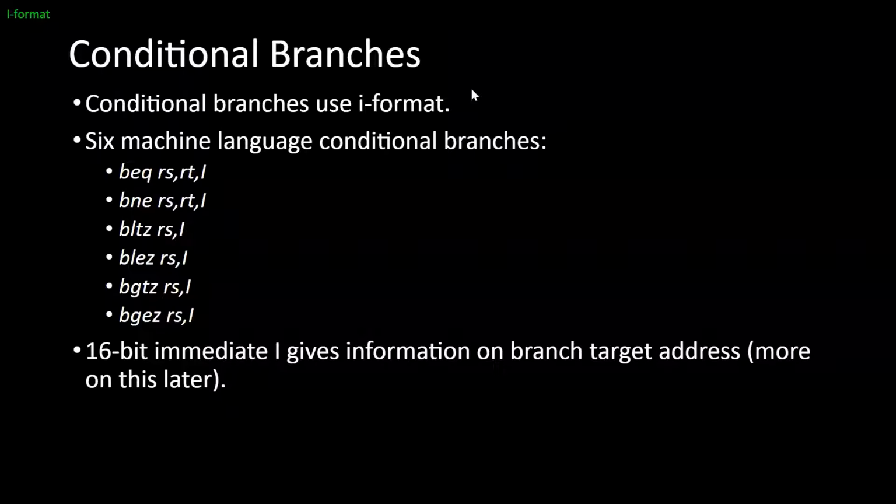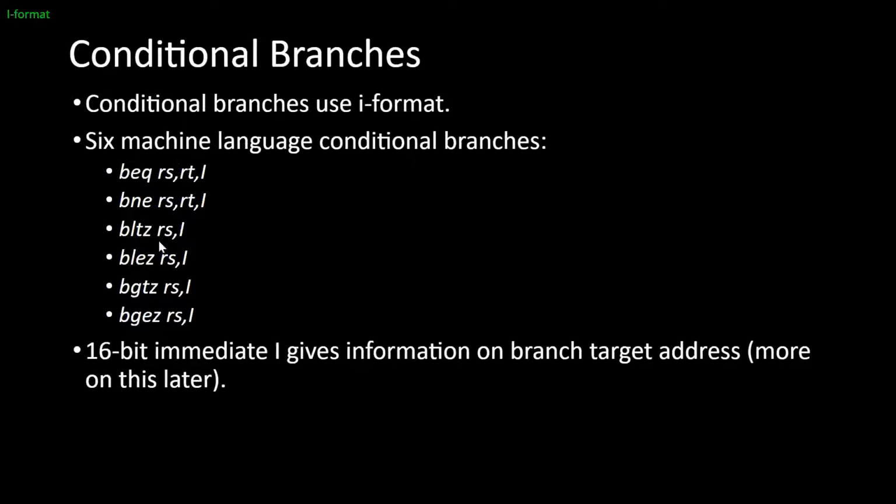So let's look at conditional branches. Conditional branches are actually also using the I format. In machine language, we only have these instructions. We have 6 machine language conditional branch instructions. Basically, all this BEQ and BNE and all that we saw before, there are only 6 of them that are machine language. So you have your 2 registers.